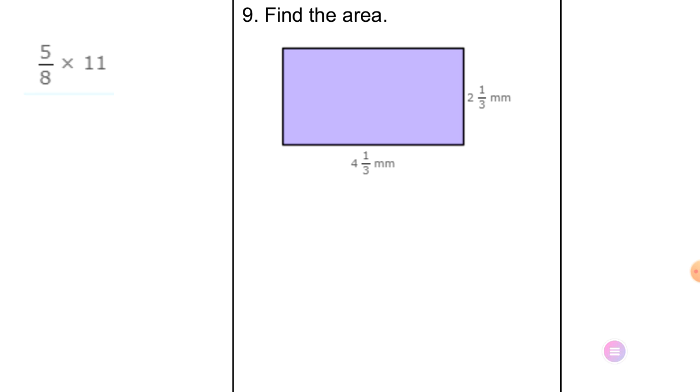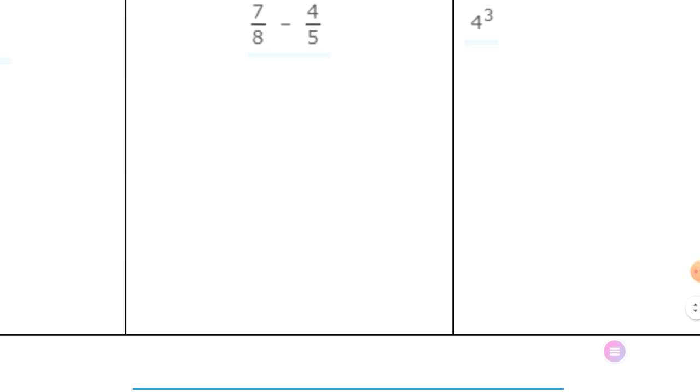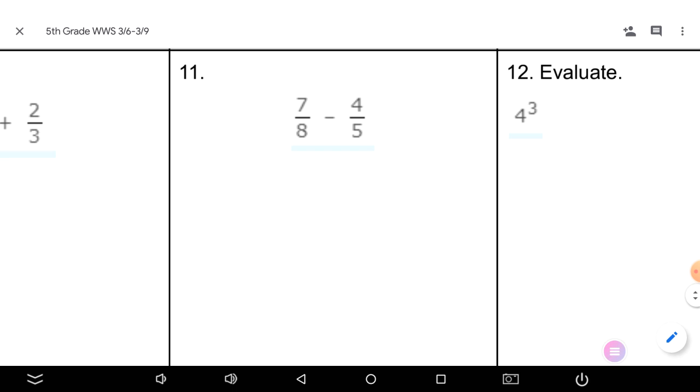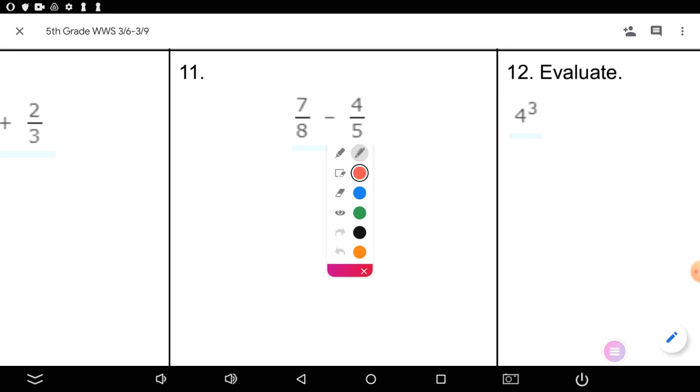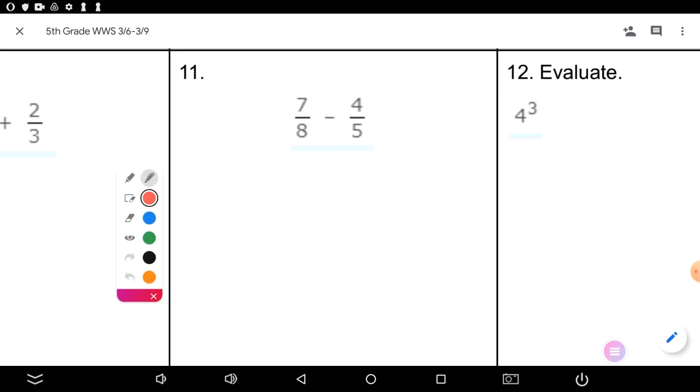Okay, let's go to, what was it, this one? Okay, what is a common denominator for 8 and 5? 40. So I'm going to turn them both into 40. So times 5, times 5. 5 times 7 is 35. Times 8, times 8. 4 times 8 is 32. 35 minus 32 is 3.